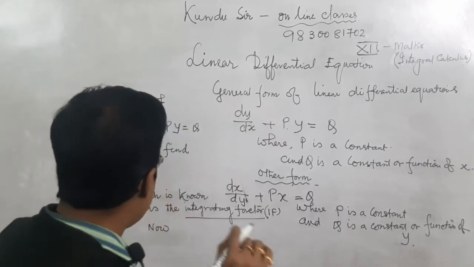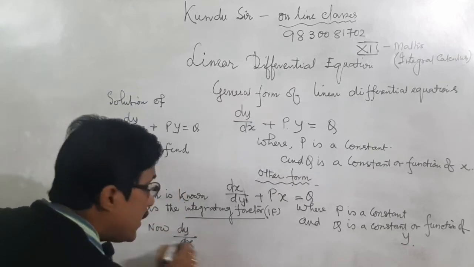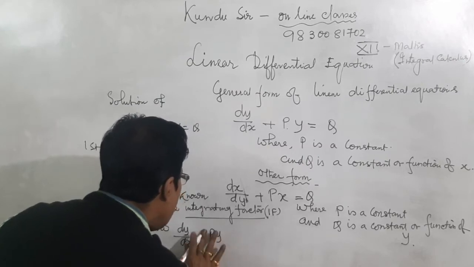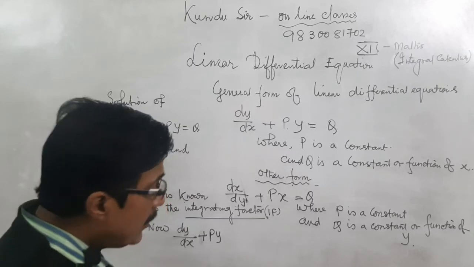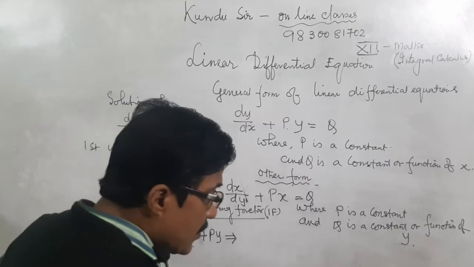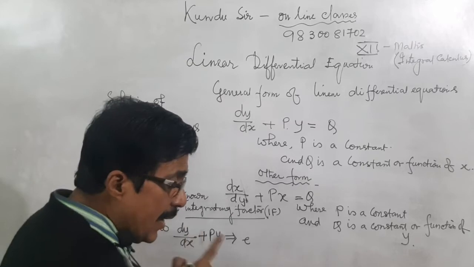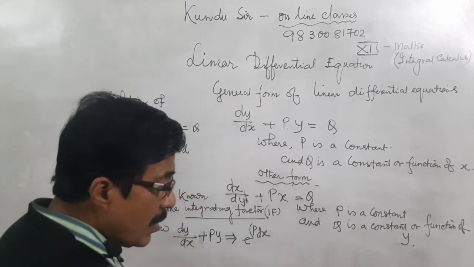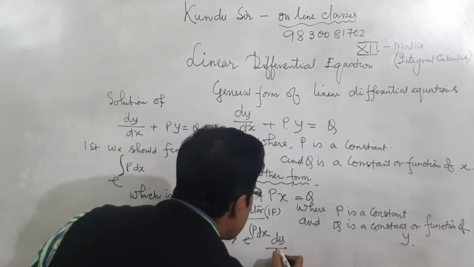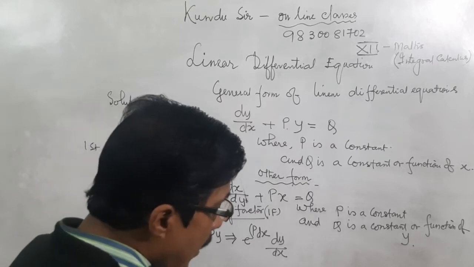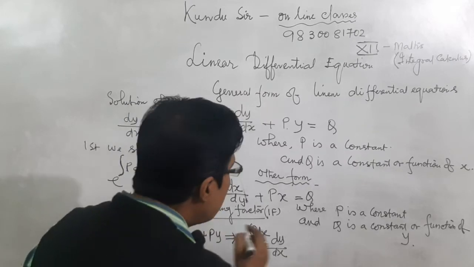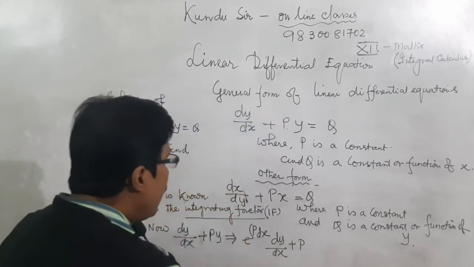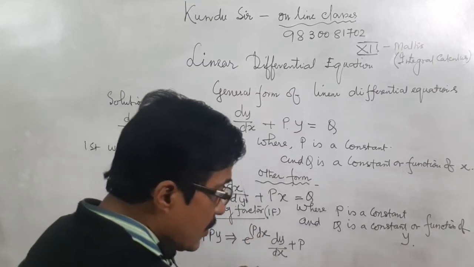Now dy by dx plus Py, that is equal to, multiplying by e to the power integration P dx: e^(∫P dx) into dy dx plus P y, it is also e^(∫P dx) dy dx into P into y.